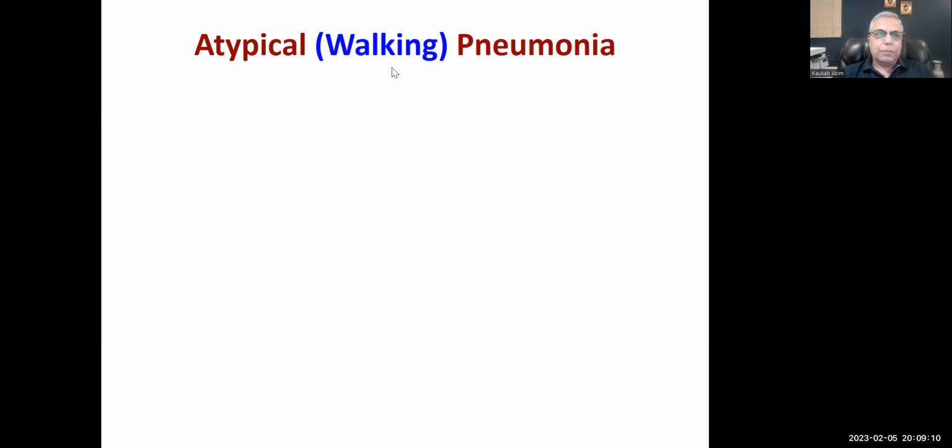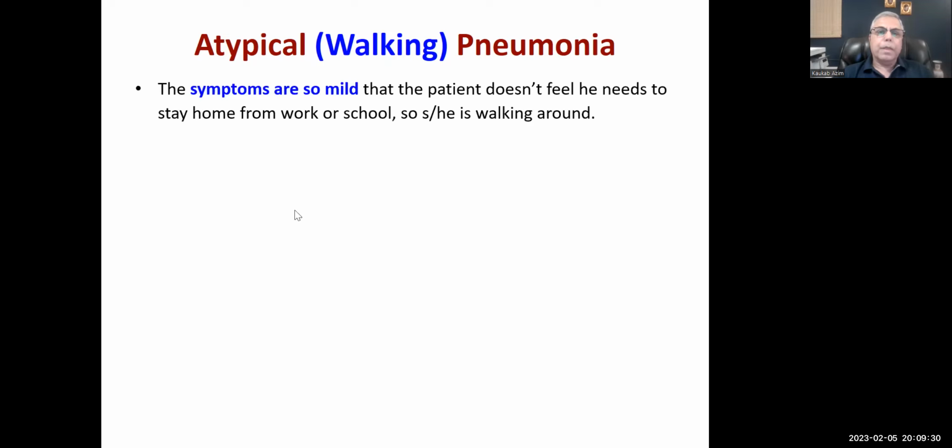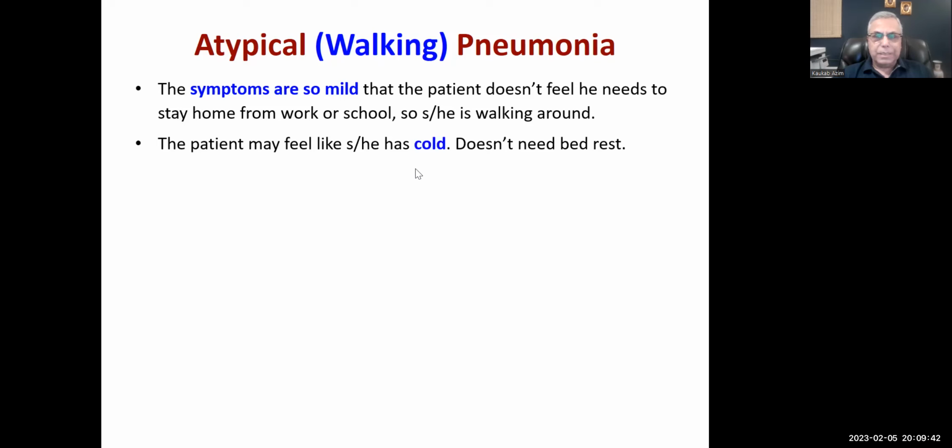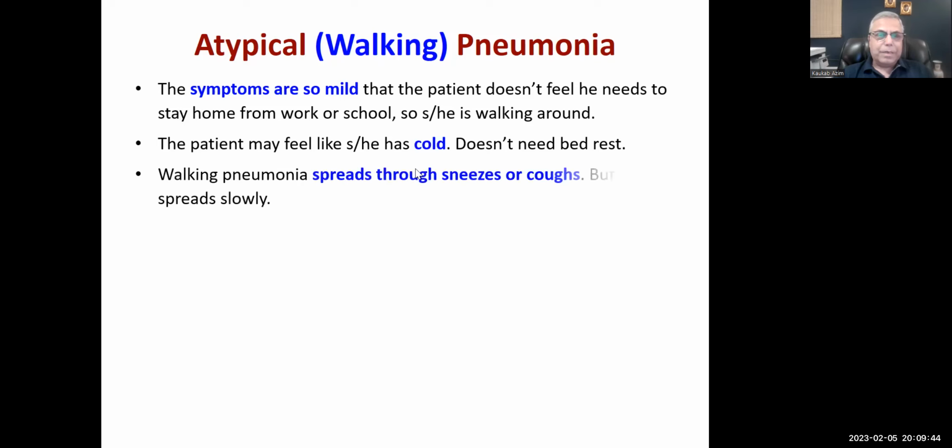This is also known as walking pneumonia because the signs and symptoms are not severe. In some cases, the patients get so ill that they are lying on the bed, but when certain atypical organisms like mycoplasma cause pneumonia, the patient's condition is not that bad, so he can walk around. The symptoms are so mild that the patient doesn't feel he needs to stay home from work or school, so he or she is walking around. The patient may feel like he or she has a cold and doesn't need bed rest.